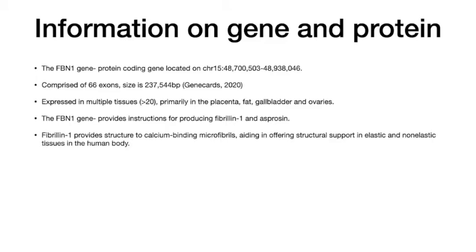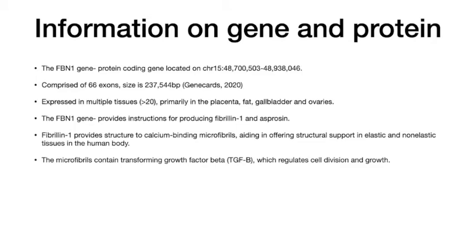Fibrillin-1 is a large extracellular glycoprotein which functions by providing structure to calcium-binding microfibrils, which aid in offering structural support in elastic and non-elastic connective tissues in the human body. These microfibrils contain a protein called transforming growth factor beta, involved in controlling growth and division of cells, key aspects of cellular development. Therefore, a mutation in the FBN1 gene, which may disrupt the formation of these microfibrils, is likely to cause some dysregulation of these processes.